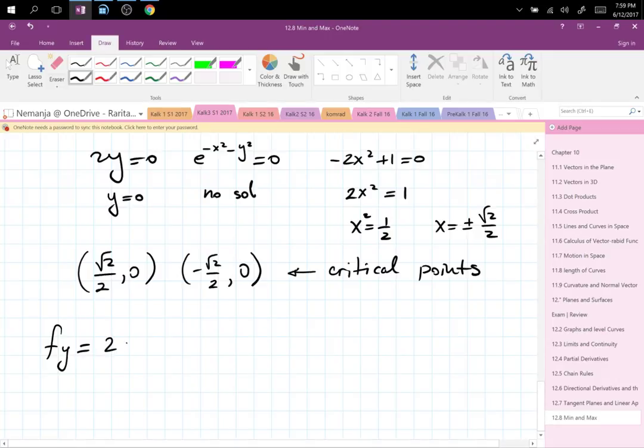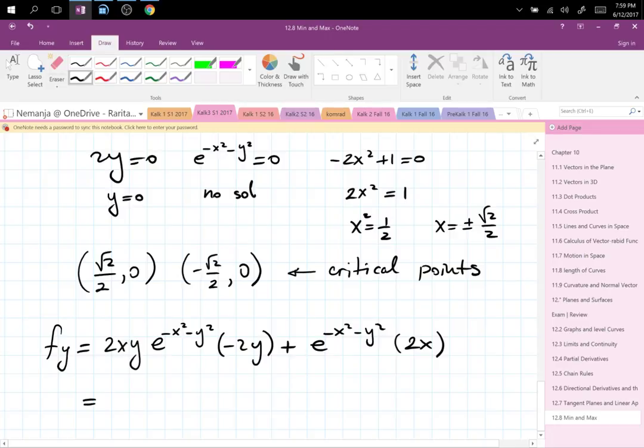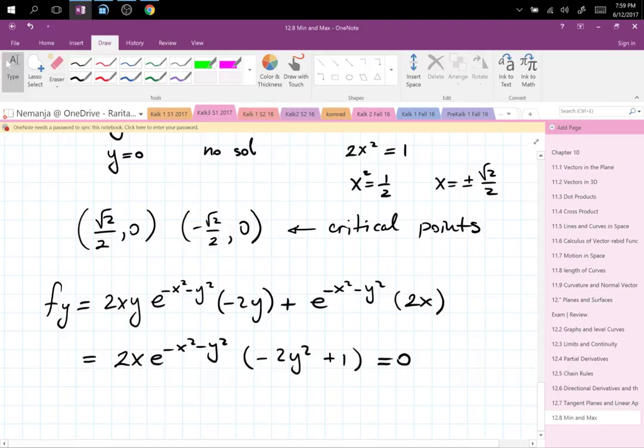So copy the first one, 2xy, take the derivative of the second one, which is negative x squared minus y squared times negative 2y, plus copy the second one, e to the minus x squared minus y squared times the derivative of the first, which is 2x. There we go. Now we are going to take out 2x e to the minus x squared minus y squared, which leaves behind negative 2y squared plus 1, and we set that equal to 0.